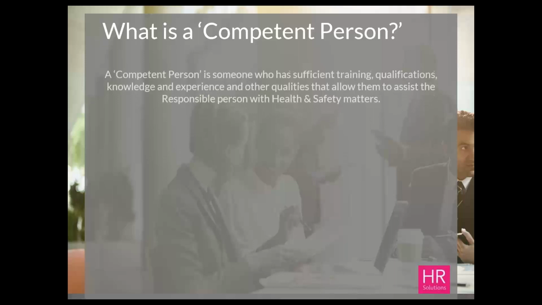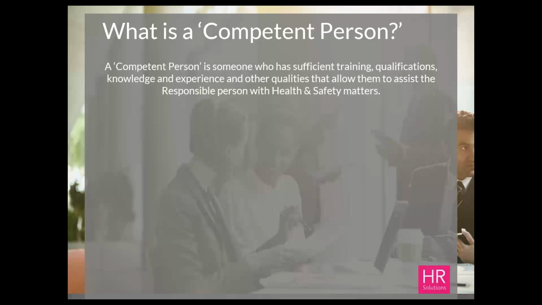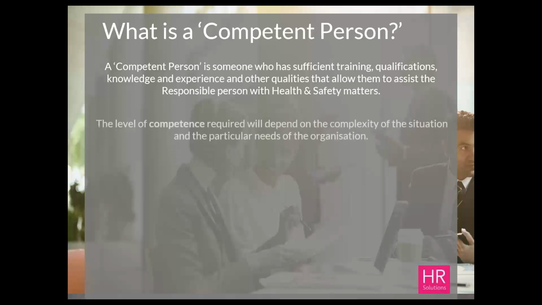So it brings us on to what is a competent person, and this terminology, competent person, appears in a number of the safety legislations that we work with: the Fire Safety Order, the Health and Safety at Work Act, and now the Food Safety Act, because it's putting the onus on the business owner to appoint people that can deliver the act for the workplace. With that being, a competent person is someone who has sufficient training, qualifications, knowledge and experience and other qualities that allow them to assist the responsible person, brackets the owner, with health and safety matters.